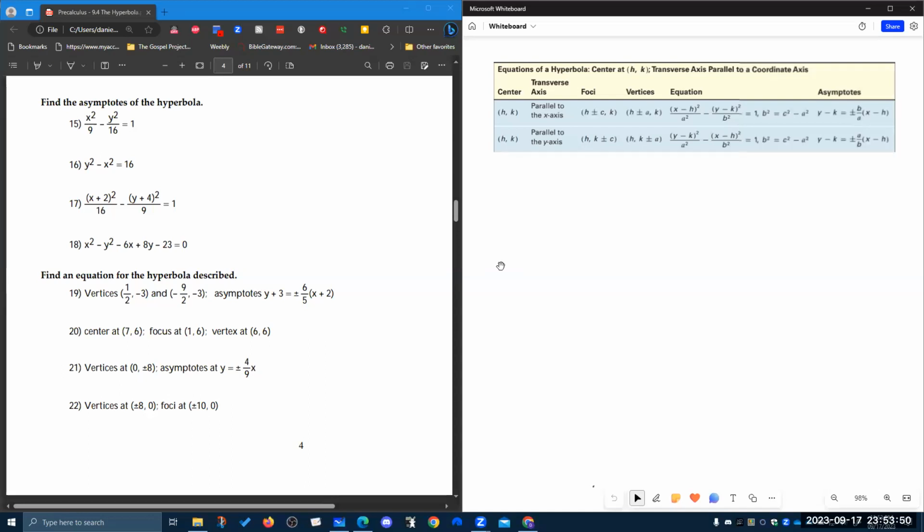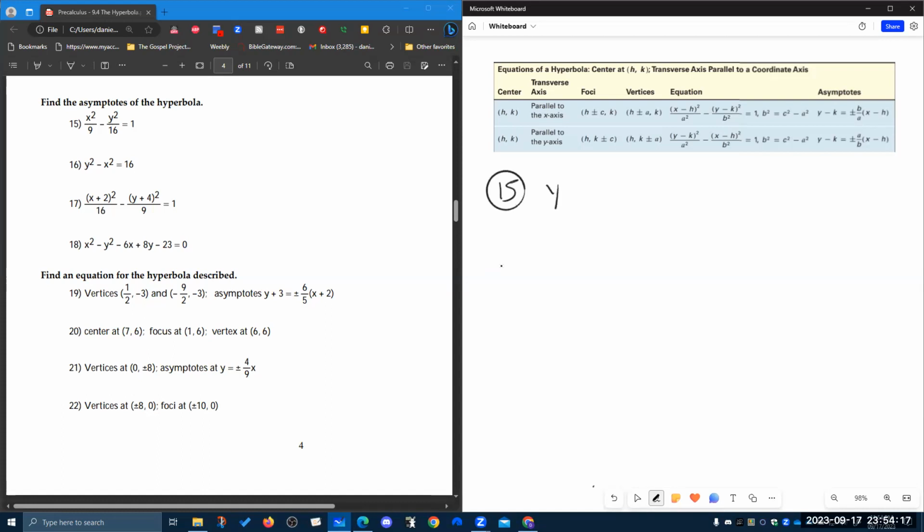In this video, we're going to find the asymptotes of the hyperbola. Some of these will be centered at 0, some of them will not be. So we have new equations up here to help us find the asymptotes of a hyperbola that's not centered at 0. The first one here, number 15, is centered at 0.